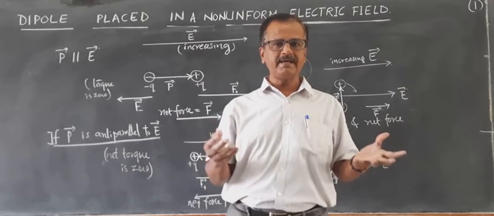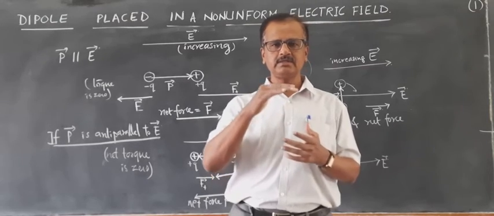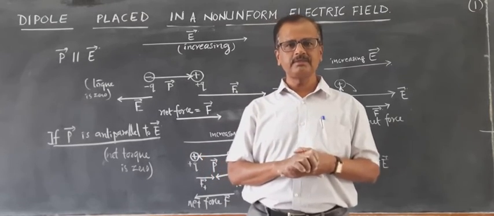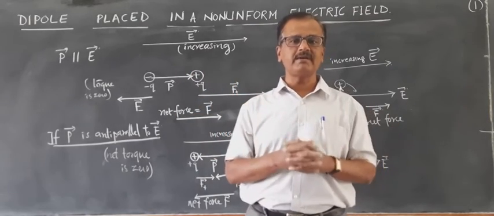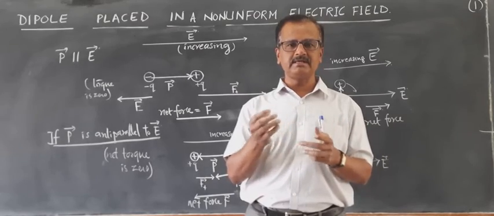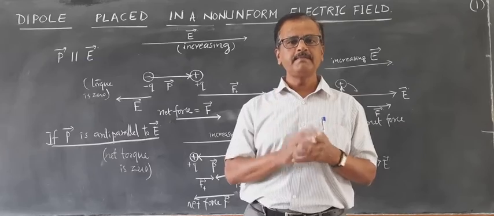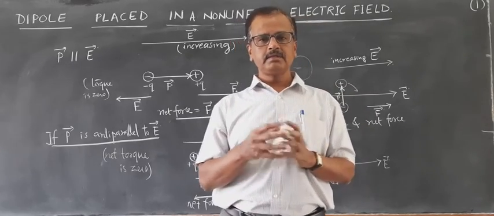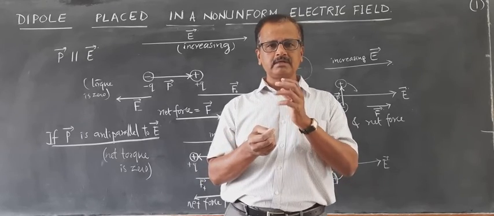Then what makes these pieces of paper jump and get stuck to the rubber comb? There lies this explanation of non-uniform electric field. At a distance, there is a non-uniform electric field. It is quite stronger closer to the charged comb.